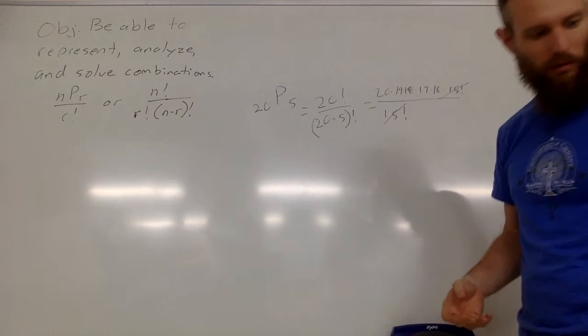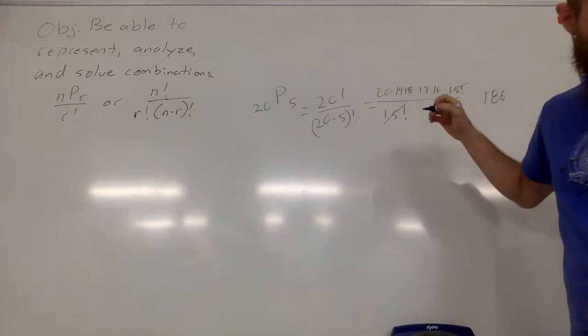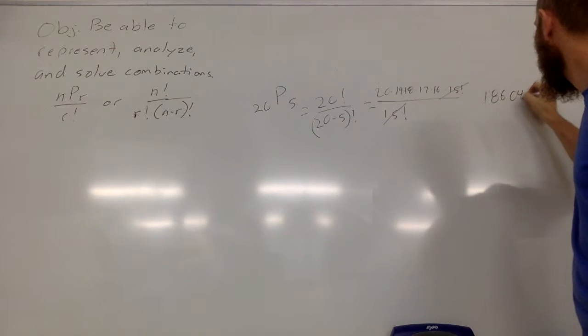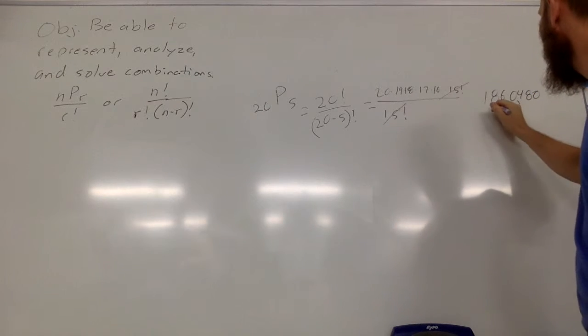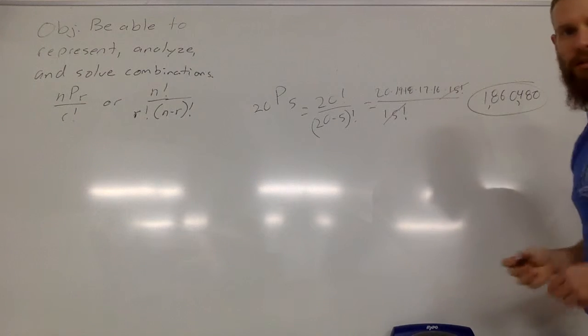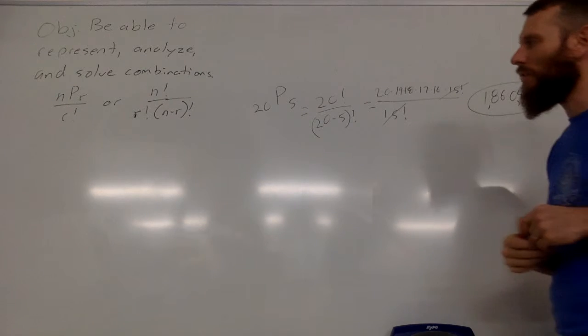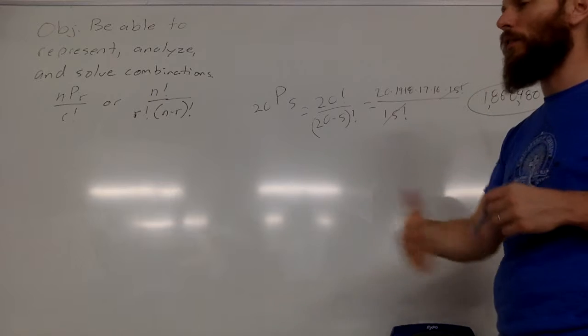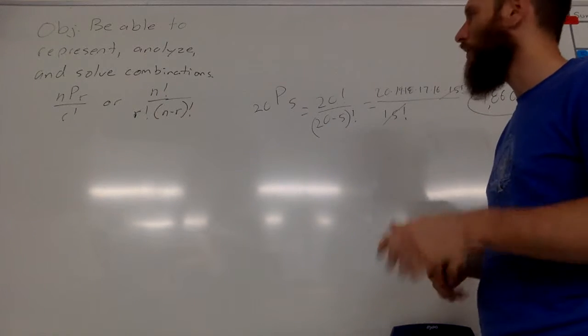Okay, it looks like it's going to be a really big number, obviously. 1,860,480. I think that's right. Anyway, 1 million something. So it's a big number. But that's a permutation. That's saying the order makes a difference. So if I have taco rice on Monday and then hamburger on Tuesday, that's different from hamburger on Monday and taco rice on Tuesday.